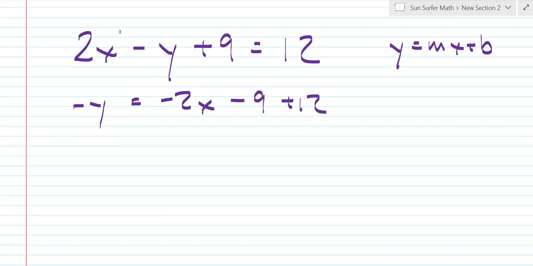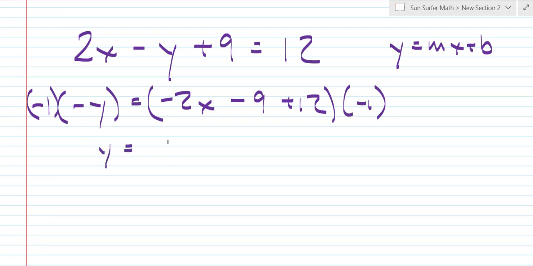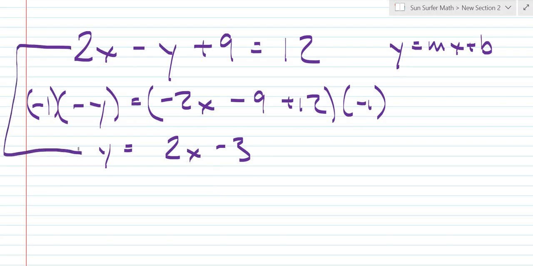So again, all I did was I took 2x, subtracted it to the right-hand side, took 9, subtracted it to the right-hand side. And of course, we don't want a negative y, so multiplying both sides by a negative 1 and combining similar terms, we would have positive y equals positive 2x, and this negative 9 plus 12 would be a positive 3, times the negative 1 would be minus 3. So what we did was we took an equation and we put it in slope-intercept form.